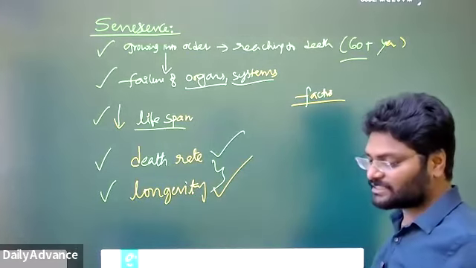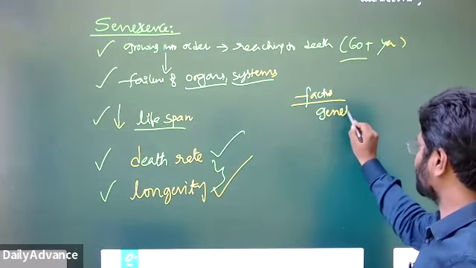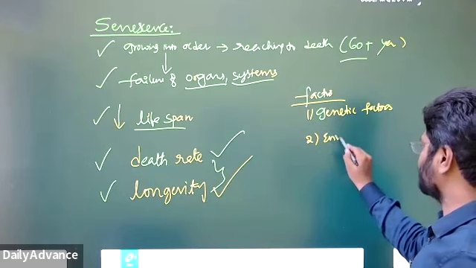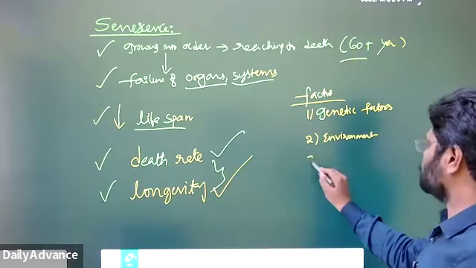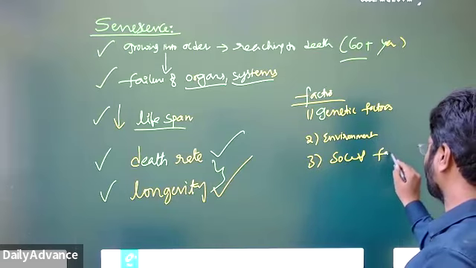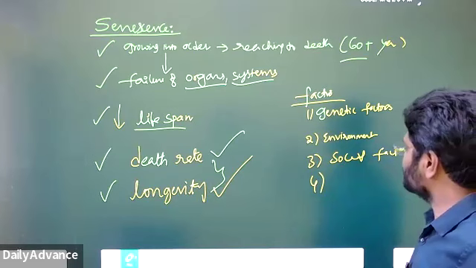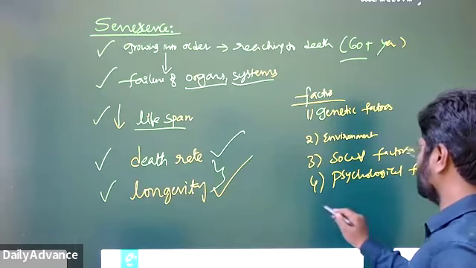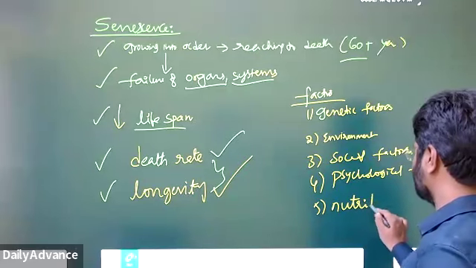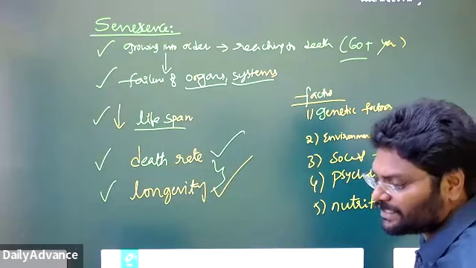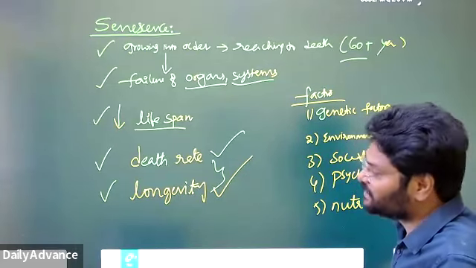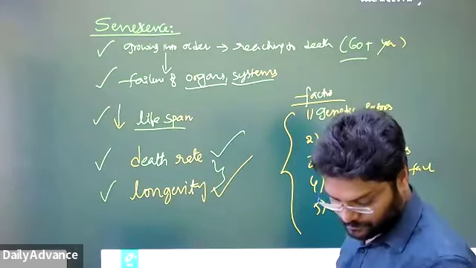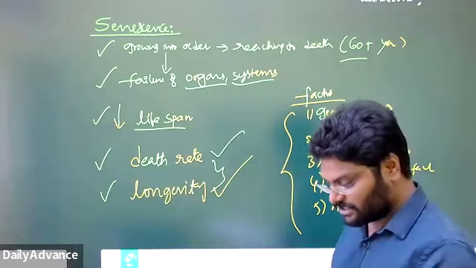So factors of senescence are genetic factors, environmental factors, social factors, any psychological factors, nutritional factors. If these are all perfect, longevity increases. If these are all imperfect, longevity declines and the person reaches death very quickly. So how do we establish genetic control?